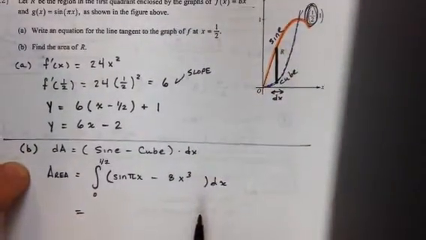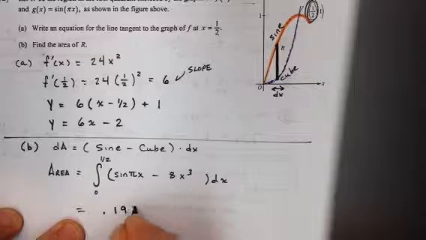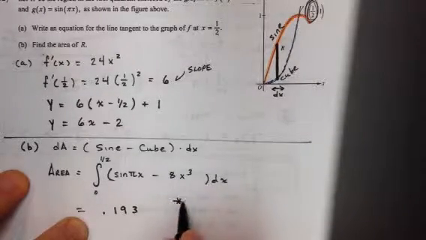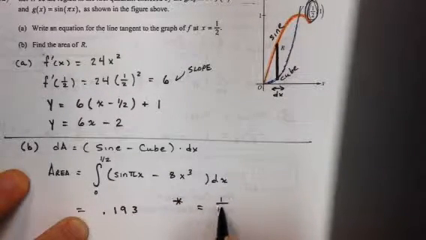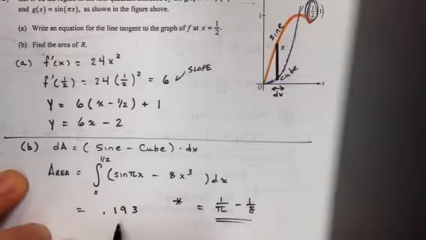From here, technically this one could be done by hand by taking the antiderivative. You're going to get an answer that's a little bit ugly. When you do it by calculator, which you are allowed to, you're going to get, hang on here just a second, 0.193, which incidentally is equal to 1 over pi minus 1 over 8, which is what you would get if you did it by hand. But this is just fine.